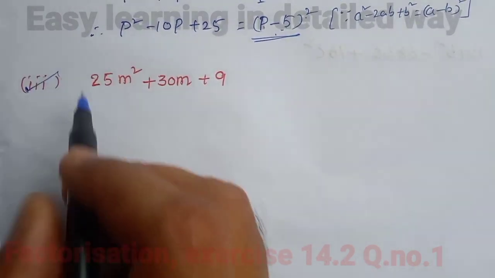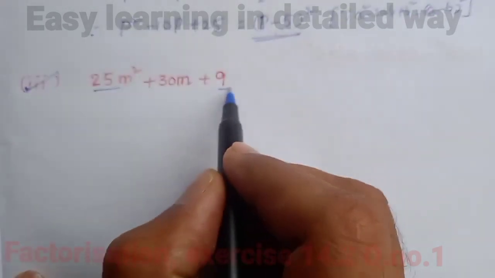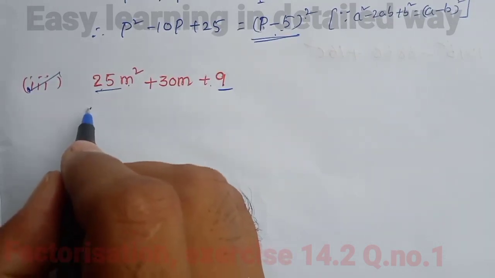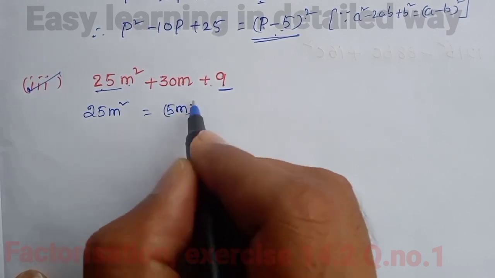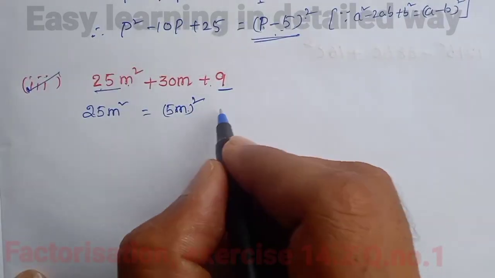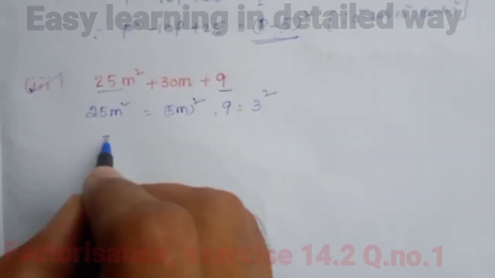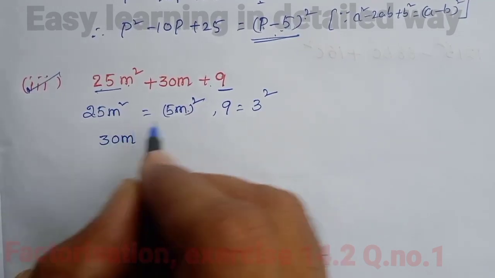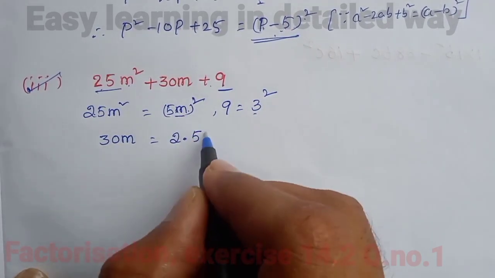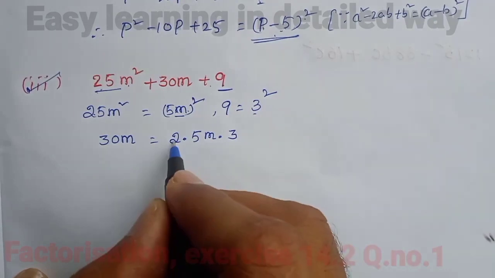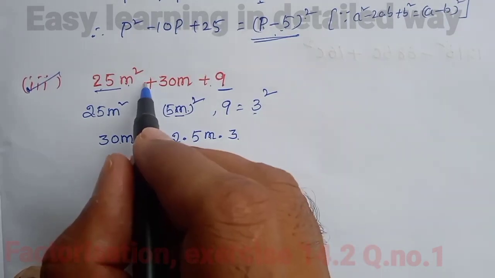Now see the third one. In the same way, 25m square plus 30m plus 9. See the first and last terms, they can be expressed as perfect squares. See 25m square as 5m whole square. 25 is 5 square, m square. So 9 is what? It is 3 square. And 30m, see 30m can be written in terms of 5m and 3 as 2 into 5m into 3. See 2 5s are 10, 10 3s are 30, 30 into m, 30m. And the middle term is positive.